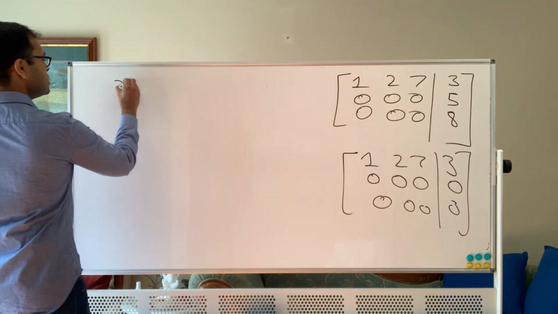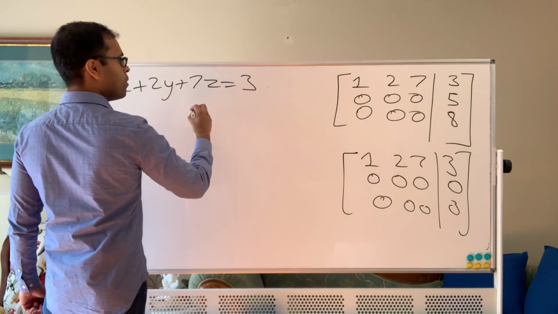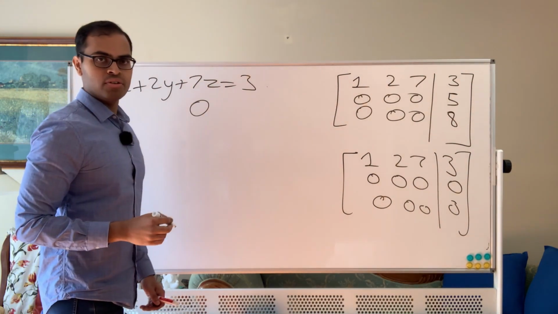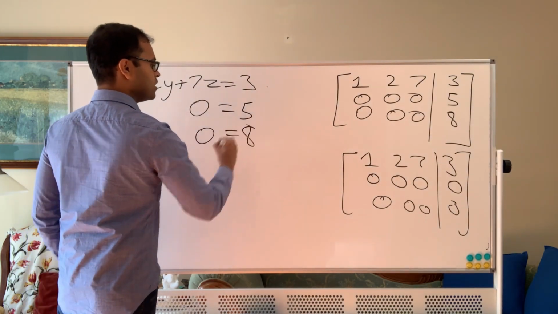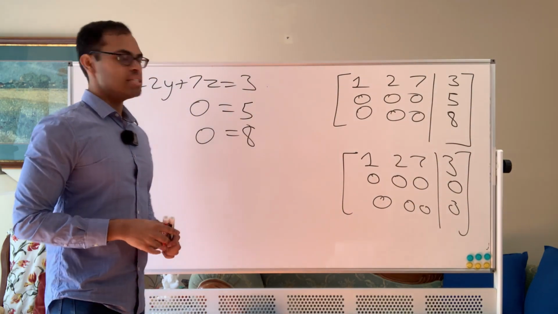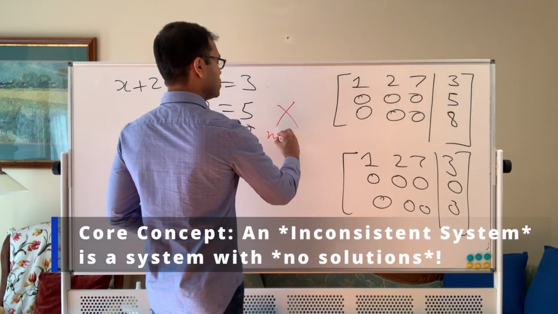So here in the top system, we have x plus 2y plus 7z is equal to 3. But then we have 0x plus 0y plus 0z, which is just 0, is equal to 5. And we have 0 is equal to 8. This is what is called an inconsistent system. It doesn't make sense. There is no solution. Okay, so here we will say there is no solution.